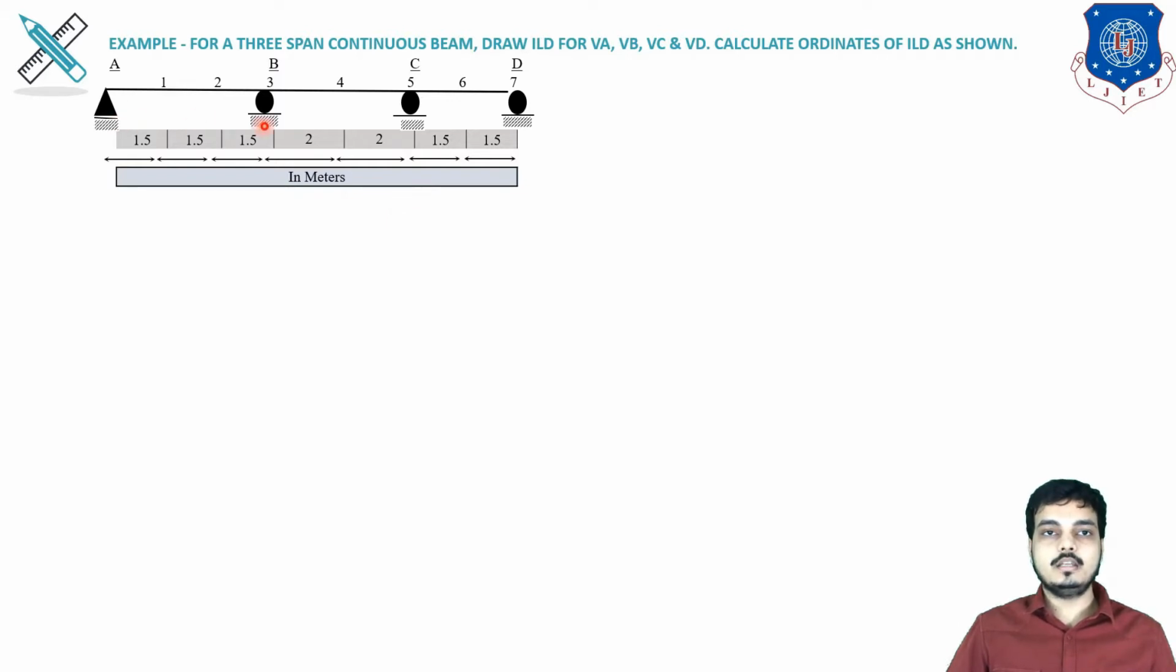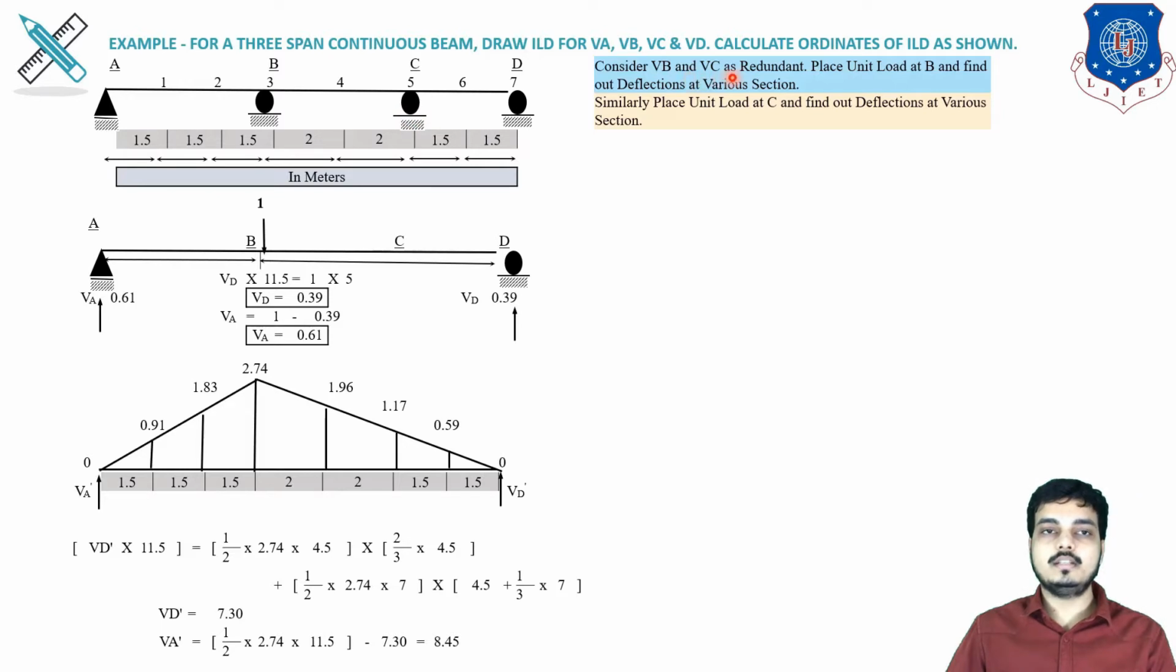Now here there will be two unknowns. So we will be taking point B and point C as my primary unknowns. Now consider VB and VC as redundant. Place unit load at B and find the deflection at various sections. Similarly, we will be placing unit load at C and finding the deflection at various sections. So one by one we will be placing the unit load. Earlier it was only one unknown, so we placed one unit load at that point only. But here there are two unknowns, so we will be placing the unit load one by one.